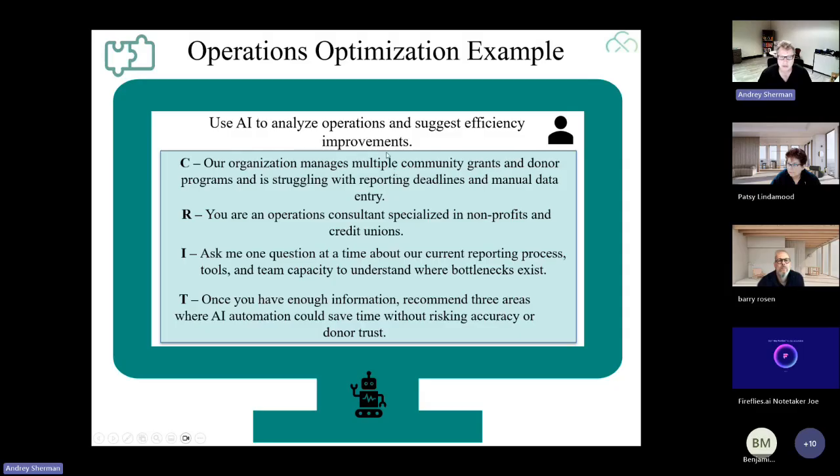Another one is how to use AI to analyze operations and suggest efficiency improvements. Again, for context: the organization manages multiple community grants and donor programs and is struggling with reporting deadlines and manual data entry. Role: you are an operations consultant specializing in nonprofits and credit unions. Ask me one question at a time about our current process and bottlenecks. And once you have enough information, recommend 3 areas where AI automation could save time without risking accuracy or donor trust.